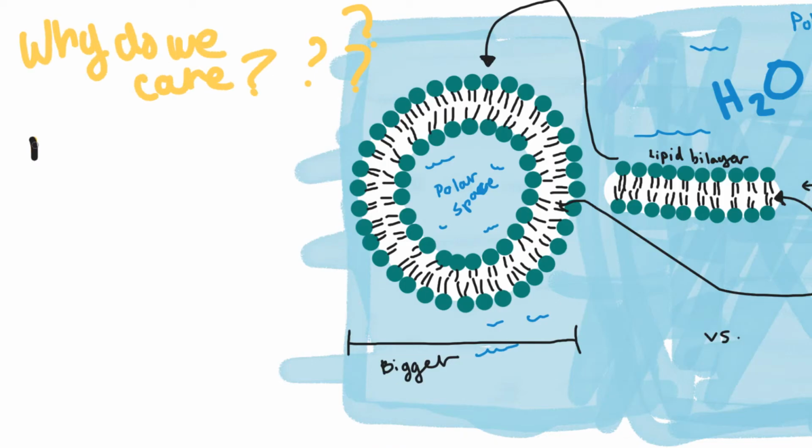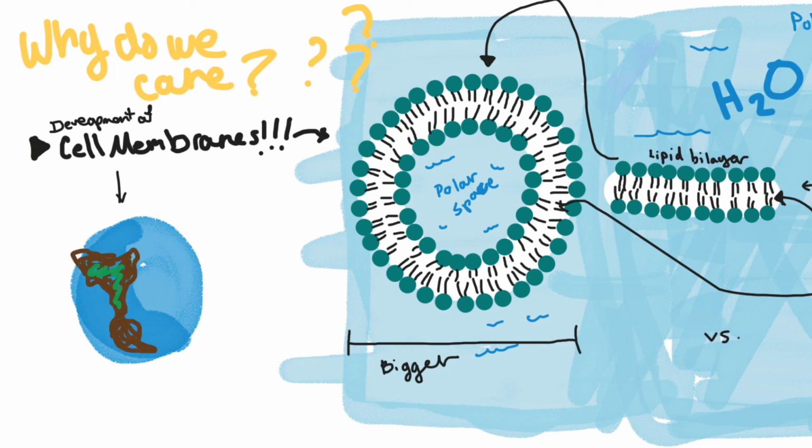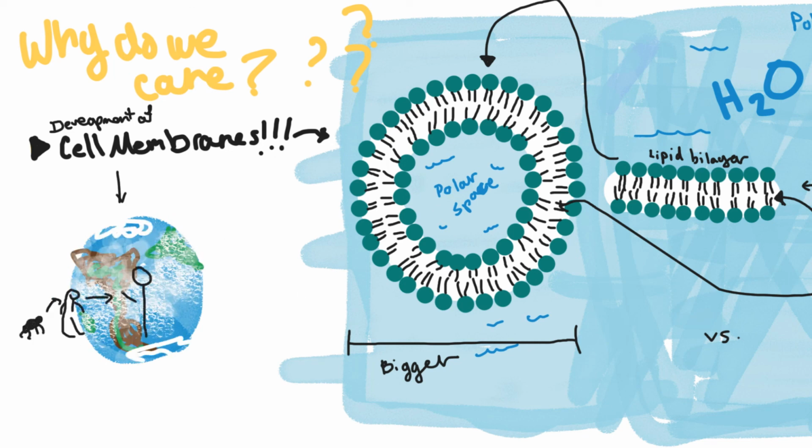Why do we care? Why is this important? Well, the ability to separate the interior space from the exterior space with a permeable barrier, which can allow for molecular transport into and out of the interior of the ball, is actually what makes cell membranes work in nature. And in fact, the development of the cell membrane has been hypothesized to be a key step in the evolution of life on this planet.